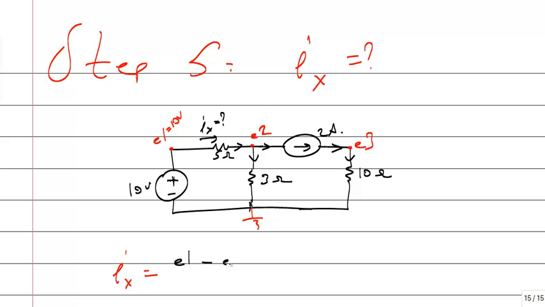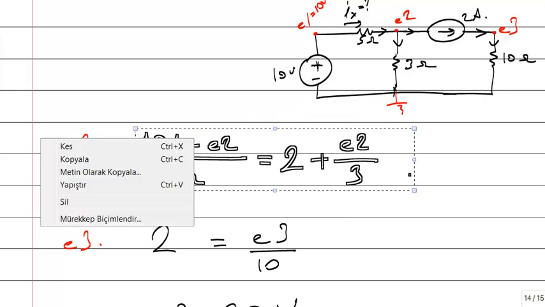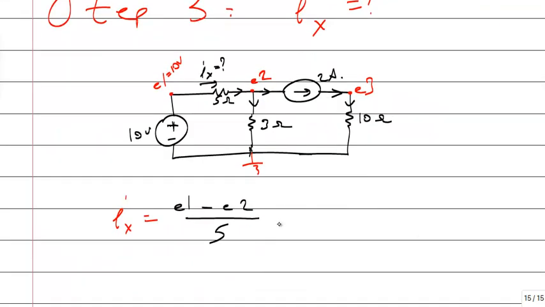E1 minus E2 divided by 5. Okay, E1 is very obvious, 10. You can find E2 from this equation. Okay, then you can easily find this current. It will be in amps.